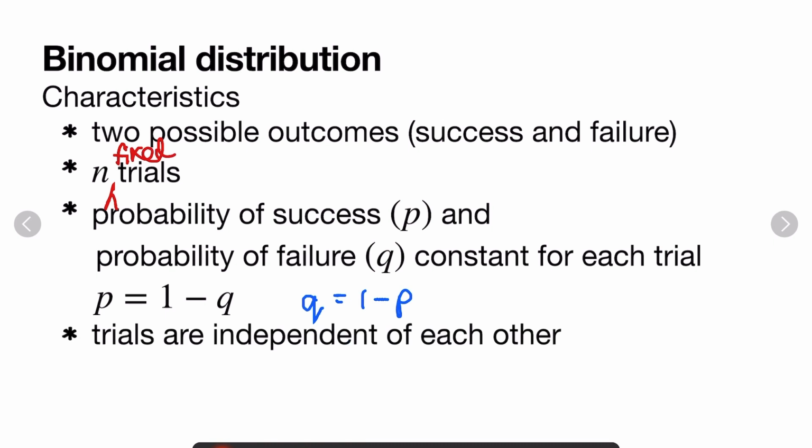And the trials are independent of each other. Means you baling dice tadi, you nak dapat nombor 2, it doesn't depend on you baling, you dapat number 6. No. So that's what it means by the word independent. Tak bergantung di antara trials tu.